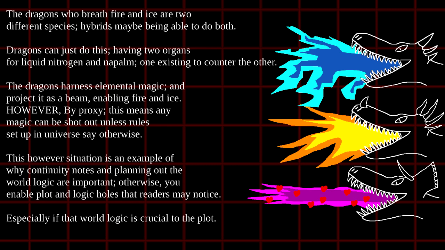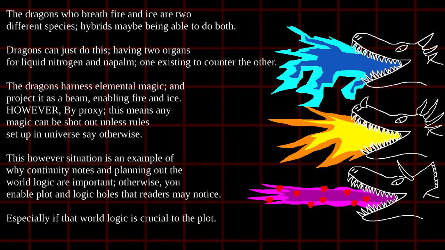Dragons can just do this, having two organs for liquid nitrogen and napalm, one existing to counter the other. The dragons harness elemental magic and project it as a beam, enabling fire and ice. However, by proxy, this means any magic can be shot out unless rules set up in universe say otherwise. This, however, situation is an example of why continuity notes and planning out the world logic are important.